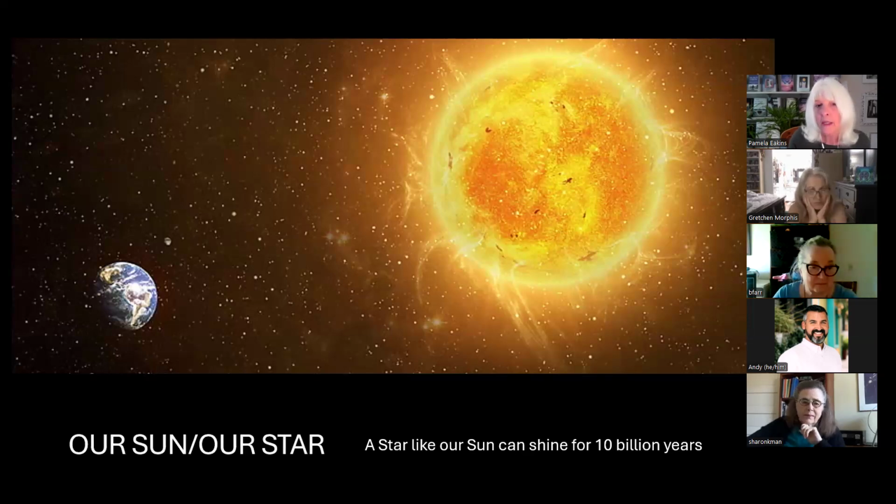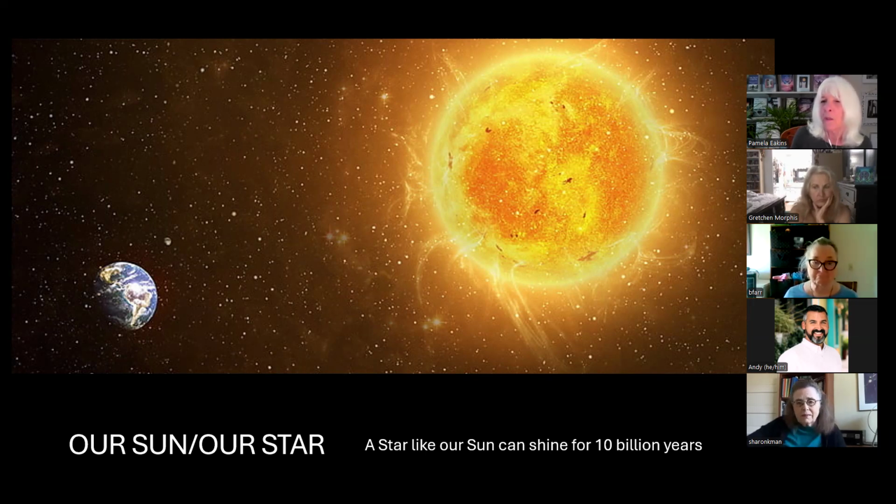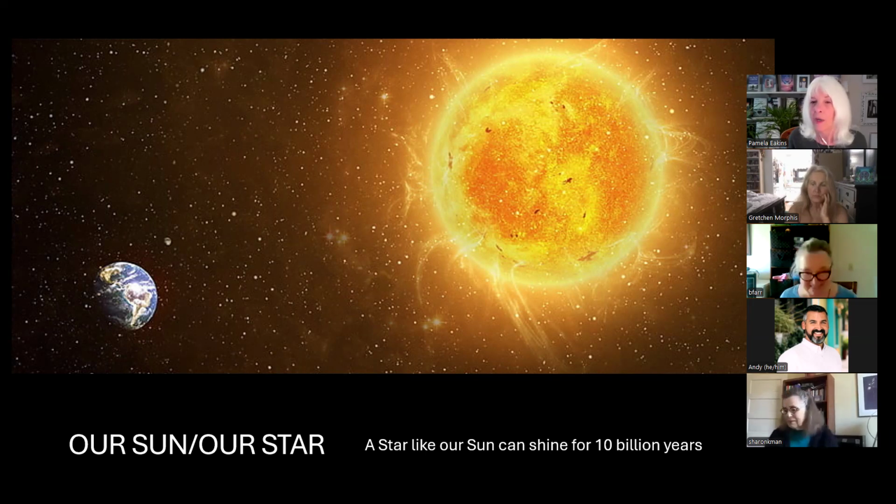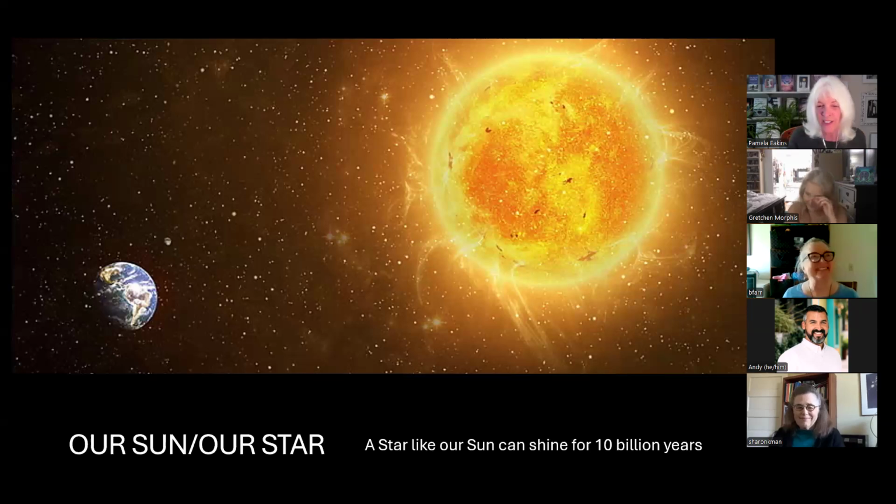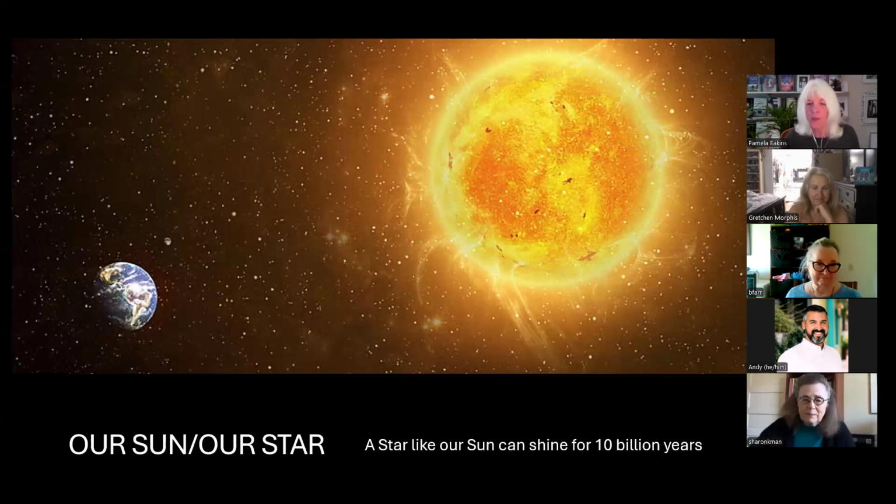So here's our sun, our star, and a star like our sun, which is stabilized, can shine for 10 billion years. I remember hearing that when I was a kid, 10 billion years, probably elementary school, and I don't know if any of you felt this way. I started getting really worried that the sun was going to burn out. 10 billion years? Oh no, that didn't seem like very long to me when I was a kid. I got scared. Oh, the sun could burn out? But all of these things are these slowly moving cycles. It's slow in human terms.